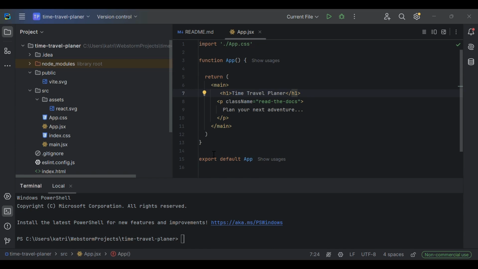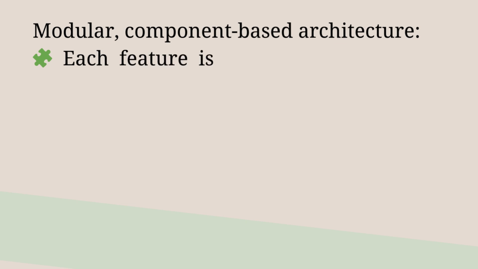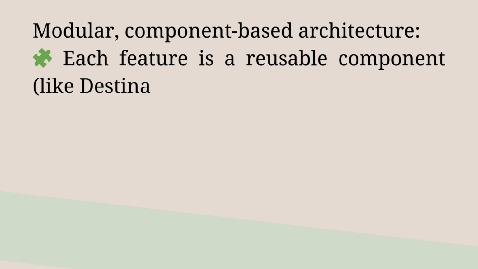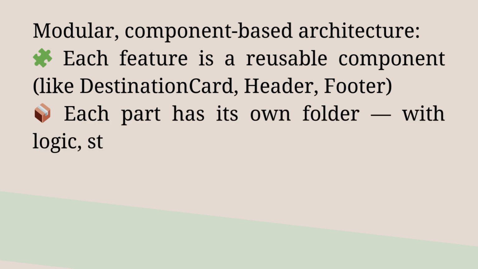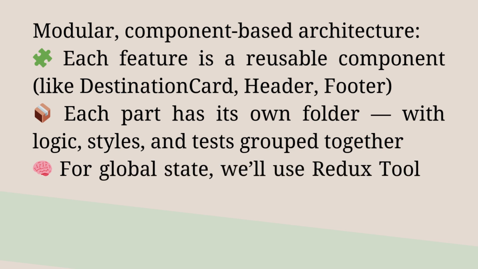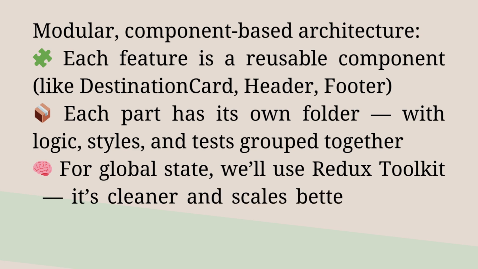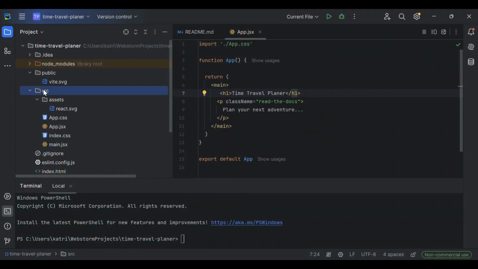Before we keep building, let's quickly talk architecture, but not buildings, but how we organize our app. We'll use a modular component-based architecture. There are usually different approaches in React for how you want to build your app and share components. Each feature is a reusable component. For example, like our destination card, each part has its own folder with logic, styles, and tests grouped together. For global state, we'll use Redux Toolkit, and it's also going to be grouped separately. Everyone usually has their own approach to how to name directories and how to separate files from each other. I'll go with a simple one.